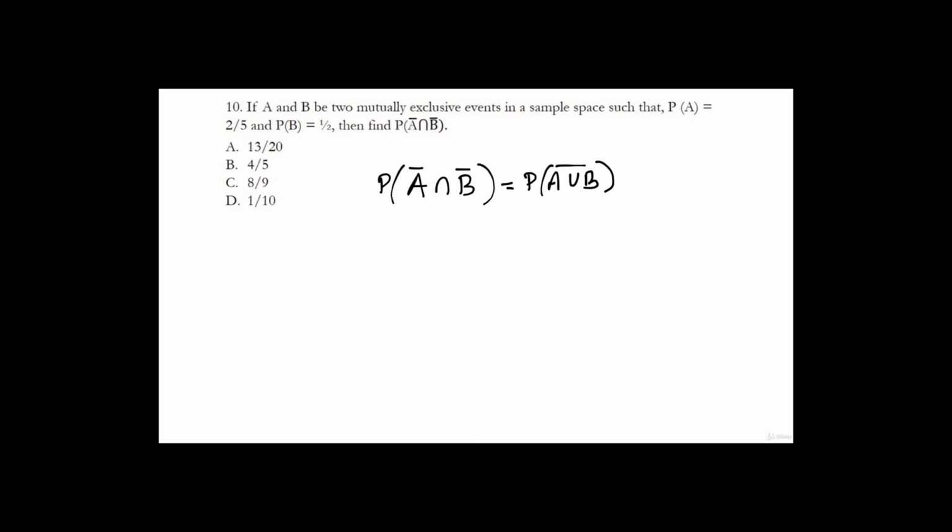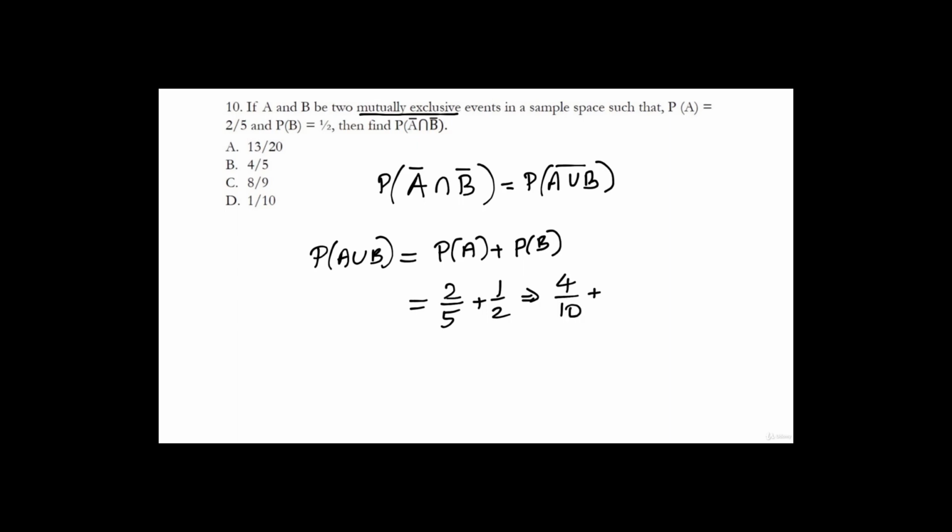And for that, let us find out what is P of A union B. P of A union B is equal to P of A plus P of B, and this is possible only when the two events are mutually exclusive. Now P of A is 2 by 5 and P of B is 1 by 2, which is 4 by 10 plus 5 by 10, which is 9 by 10.